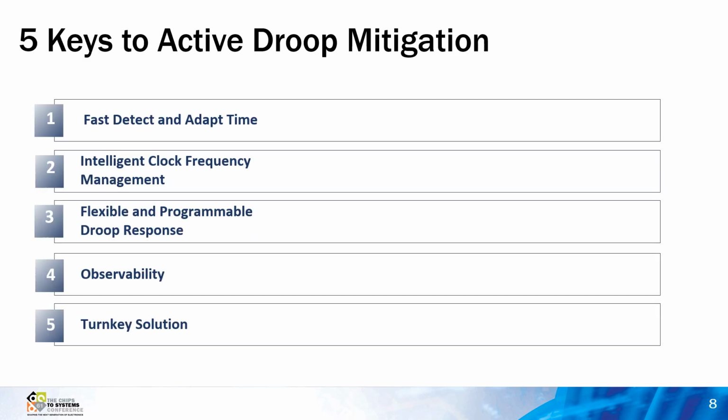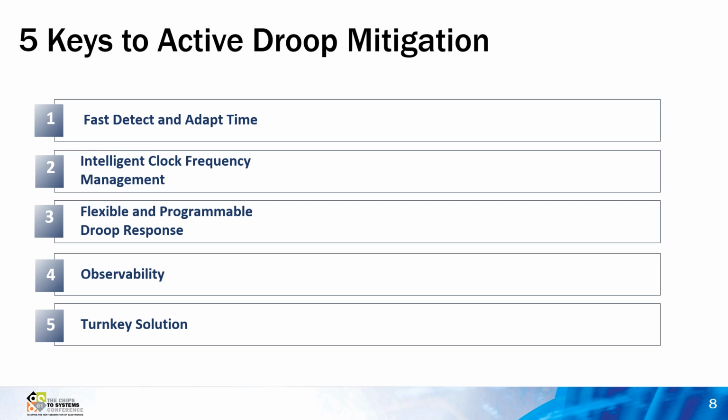An active droop mitigation solution first detects a voltage droop and then reacts to that droop by manipulating the clock frequency. These are 5 key requirements for a robust active droop mitigation solution. First, the detection and adapt time needs to be as fast as possible. The faster that a system can detect and adapt, the better it can respond to an aggressive droop event. The detect time is the time spent by the droop sensor, and the adapt time is the time taken by the clock source to reduce the clock frequency.